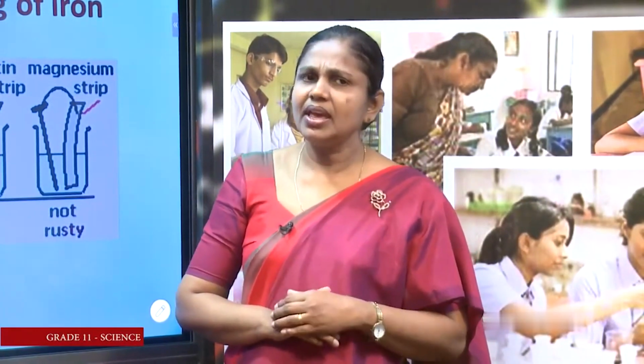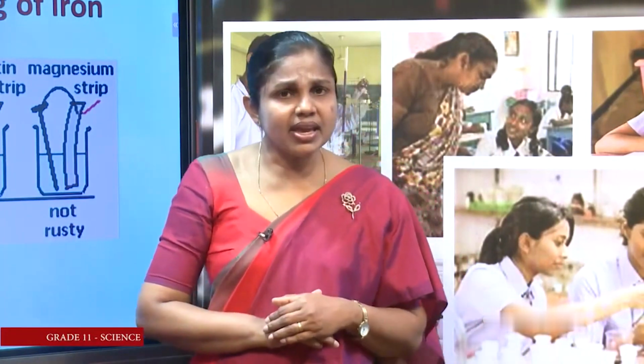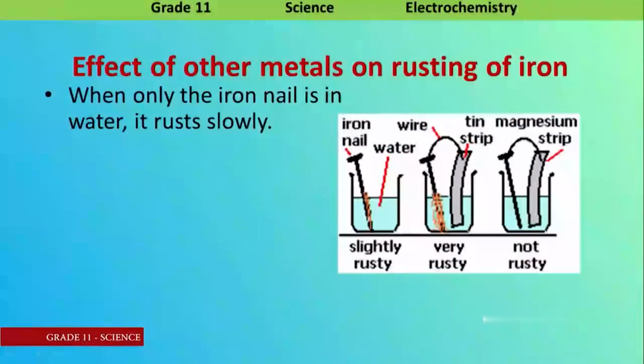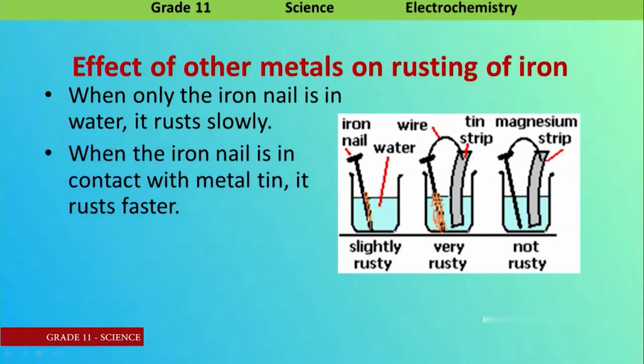This can be proved by an experiment, children. Look at here, right? When only the iron nail is in water, it rusts slowly. When the iron nail is in contact with the metal tin, it rusts faster.